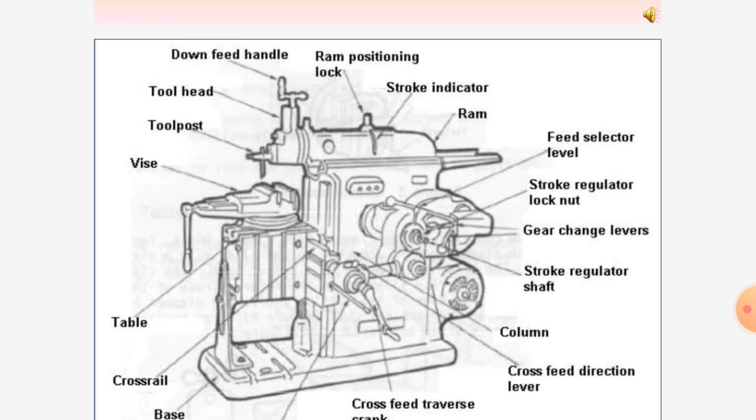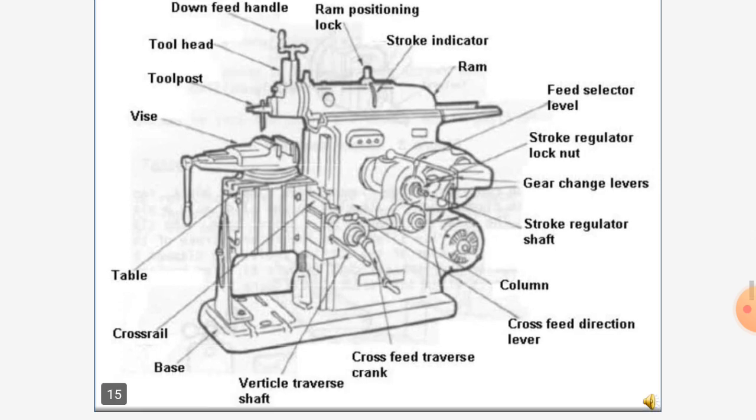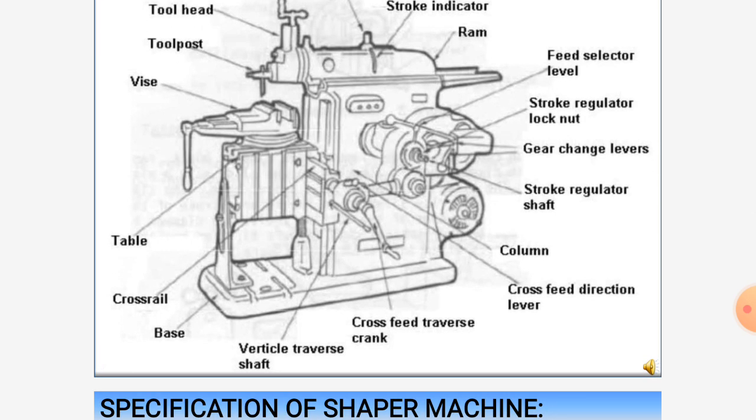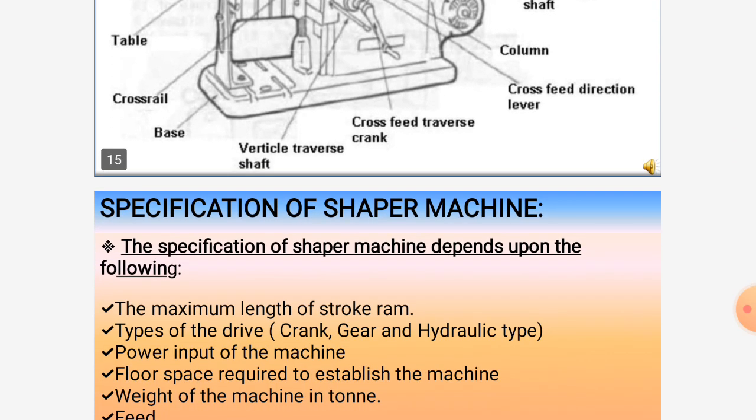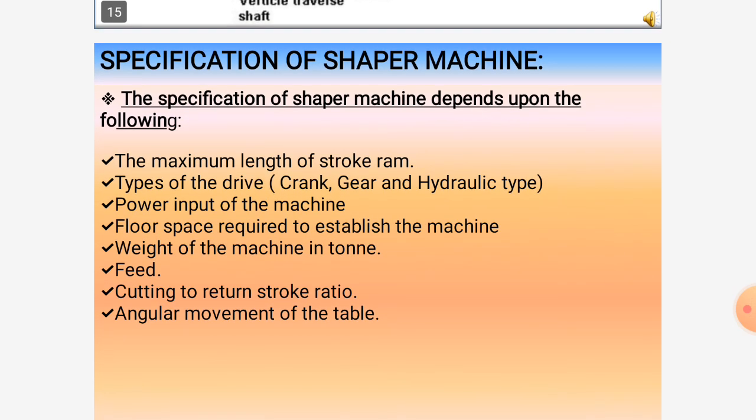And here we can see some other parts: down feed handle, ram positioning lock, stroke indicator, vise, vertical transfer shaft, etc. Specification of a shaper machine.